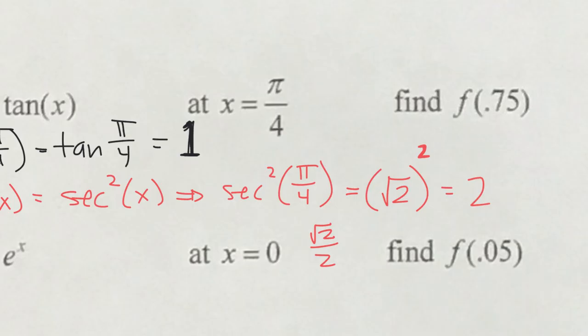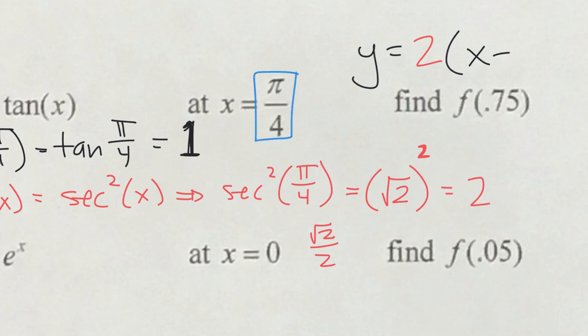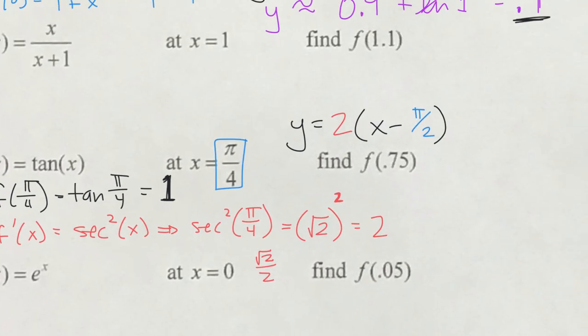So now I can write my equation. Y equals the slope, which was 2 times x minus, my x value is pi over 4, right? They told us, they will always tell us your x value, plus 1, because that was my y value when x was pi over 4. Oh, that's not pi over 2. Sorry, that's pi over 4. What was I thinking? Probably wasn't thinking, just writing stuff.